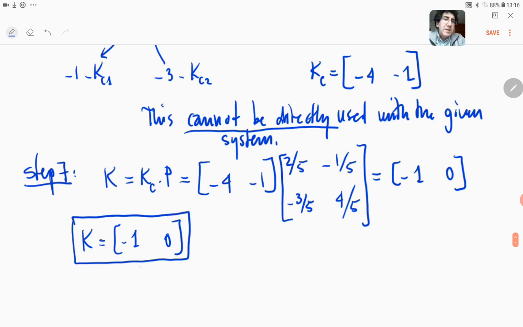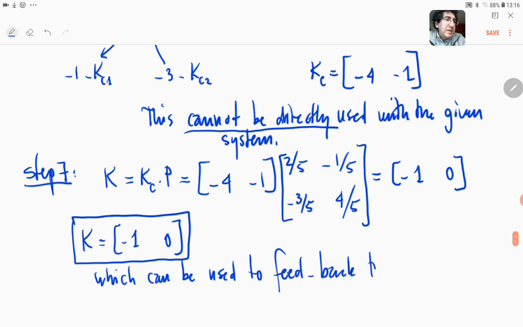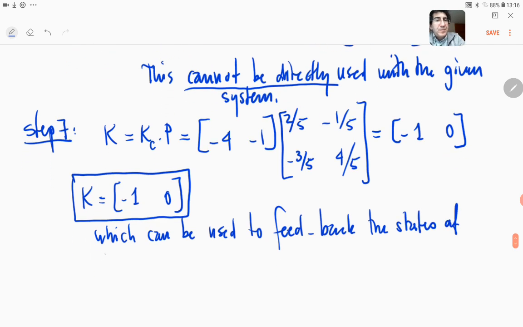Which can be used to feed back the states, in fact states that are defined by X here, states X of the given state space representation.